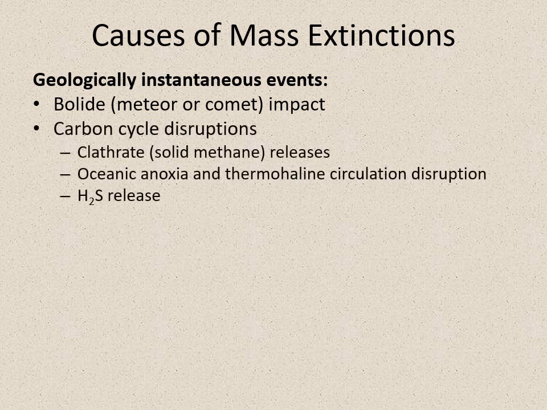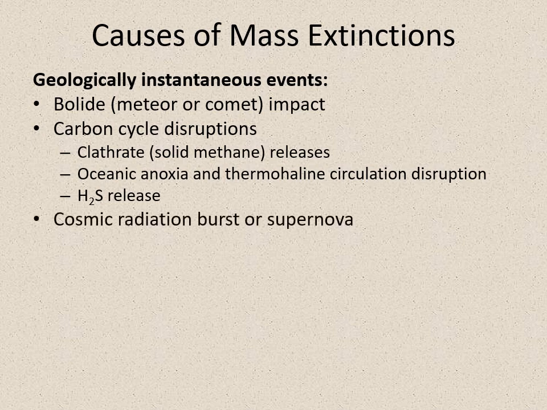Disruptions in the carbon cycle can be. So the release of solid methane clathrates can and has killed off large amounts of organisms. Ocean anoxia and changes to the thermohaline circulation system. So no oxygen in our oceans and changing how our oceans circulate are considered instantaneous because they happen at a very short time scale. Keep in mind that when we say geologically instantaneous, that can still be thousands to a million years. Or the release of hydrogen sulfides. Pretty much those toxic gases can also cause geologically instantaneous events.